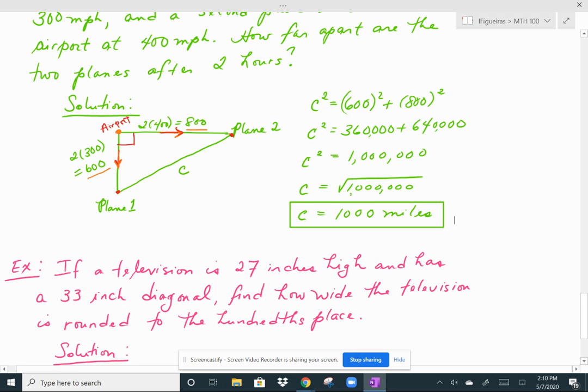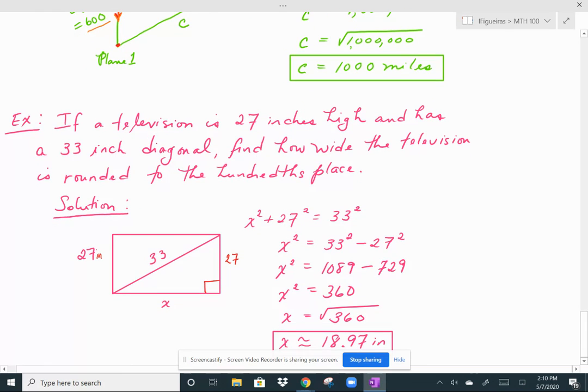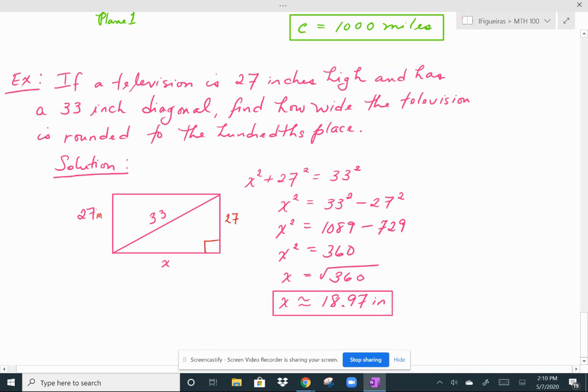All right, let's do one more. This one will require a calculator. So it says if a television is 27 inches high and has a 33-inch diagonal, find how wide the television is rounded to the hundredths place. So here's my television. So it has the shape of a rectangle. It's 27 inches high, which means it's 27. The diagonal is the line that goes from one corner to the opposite corner. So that's this line right here.